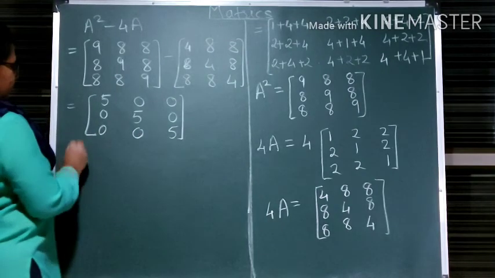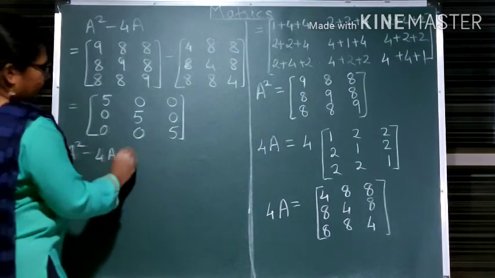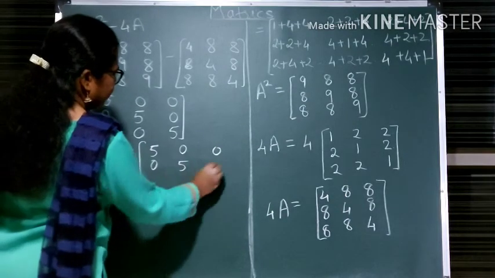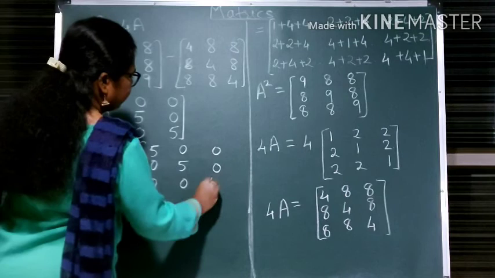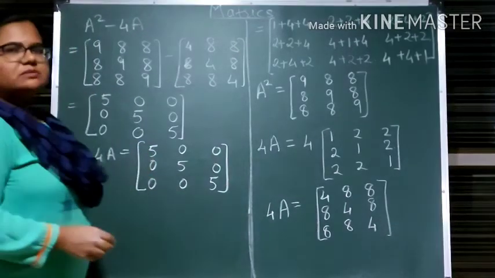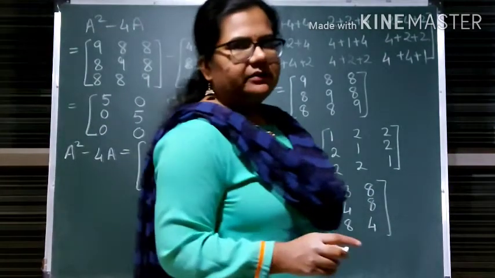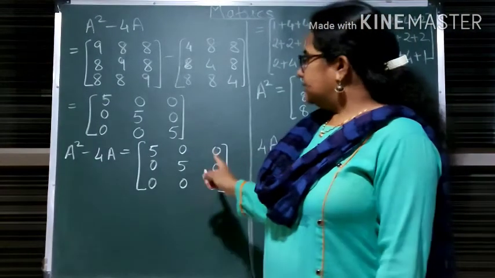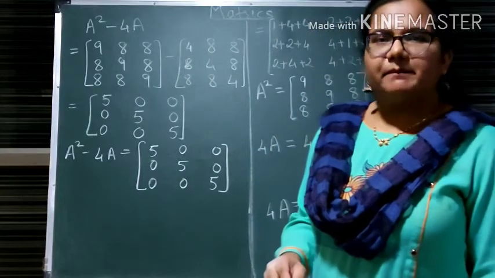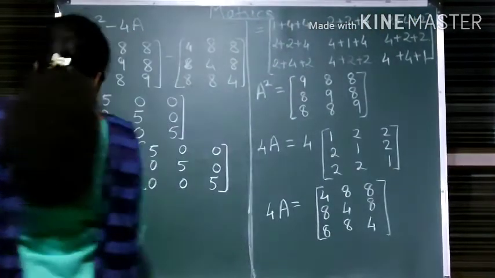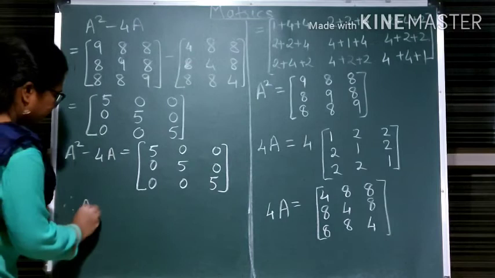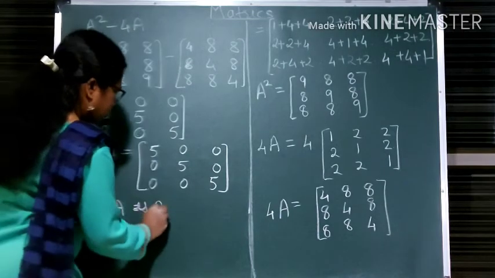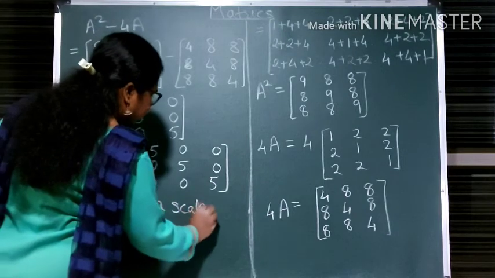So what do you observe here? A square minus 4A is equal to 5, 0, 0, 0, 5, 0 and 0, 0, 5. What do you observe in this matrix? The diagonal elements are same and non-diagonal elements are 0. That means it is a scalar matrix. So you have proved that, therefore A square minus 4A is a scalar matrix.